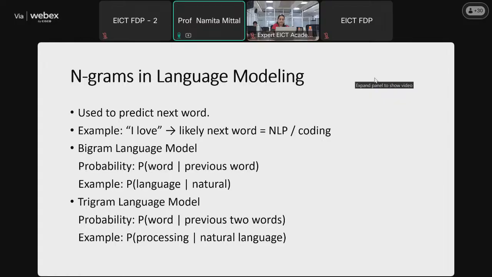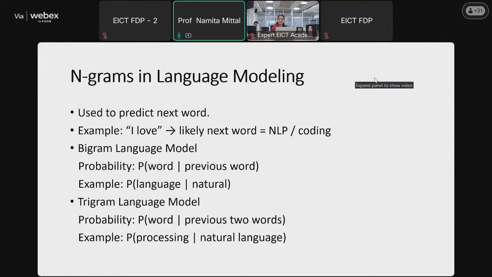If I say "I love" and a question mark, what is the next word? The next word may be NLP, maybe coding, maybe Python. It depends on how frequently the next word came in the corpus. For example, if there are two possibilities, either NLP or coding, and NLP came 90% of the times after "I love" and coding 10% of the times, what will be chosen? NLP. That is nothing but statistics.